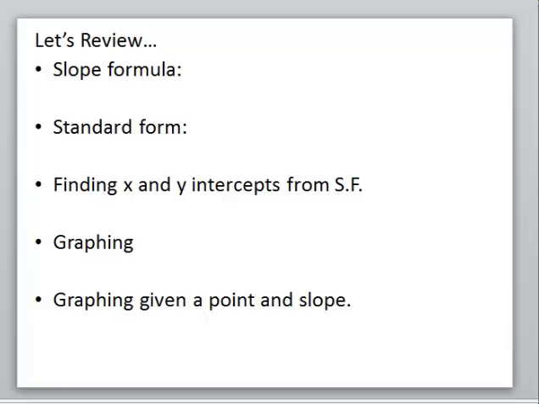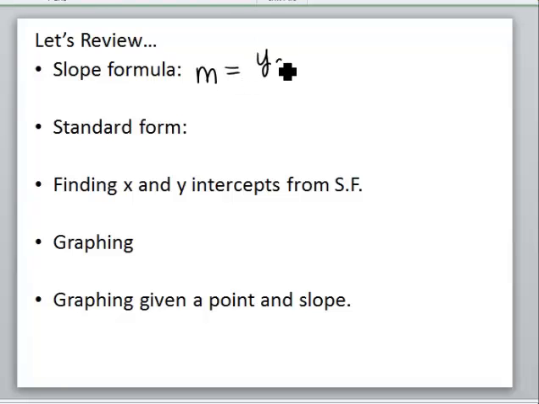So, one of them happens to be the slope formula, and slope is defined as m, and we'll write this as the y minus y over x minus x. It's also known as rise over run.